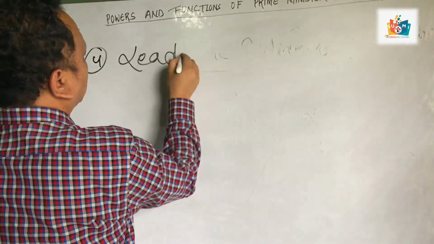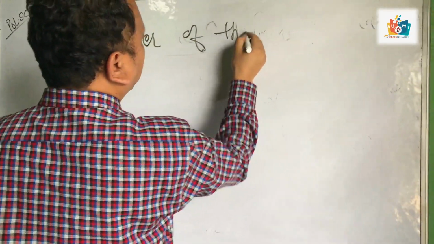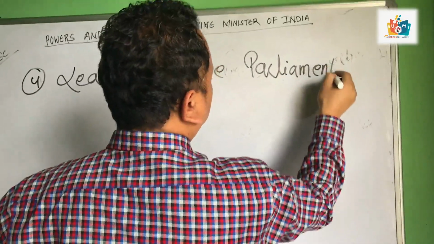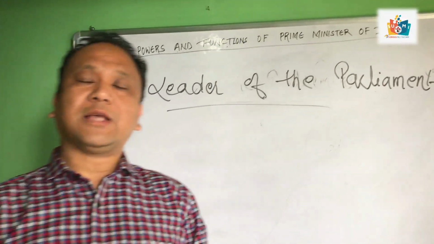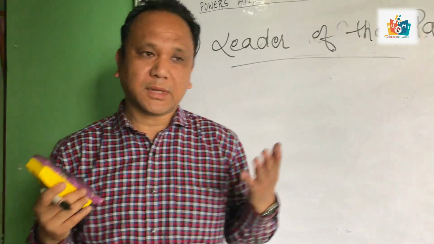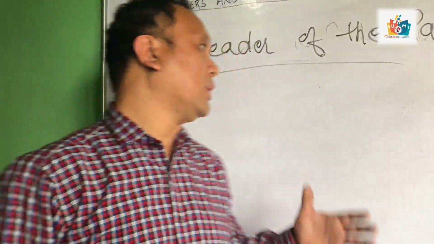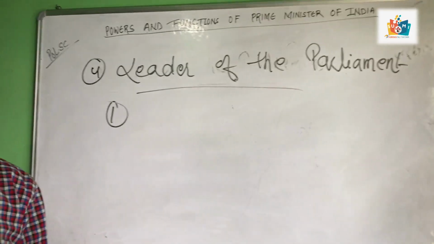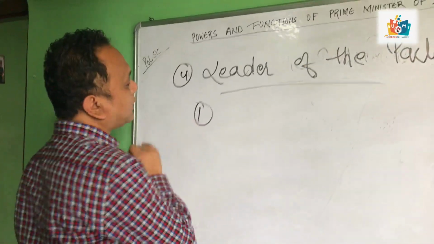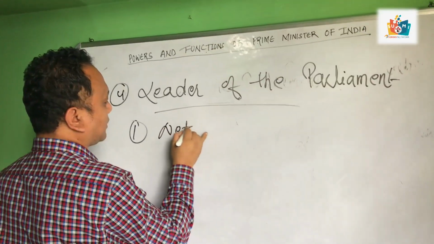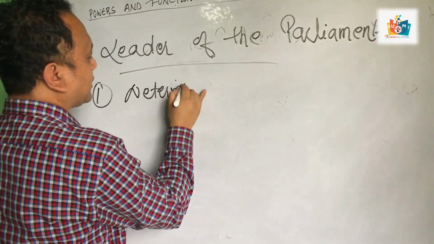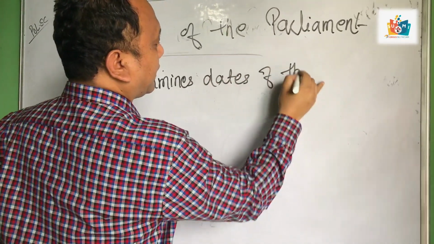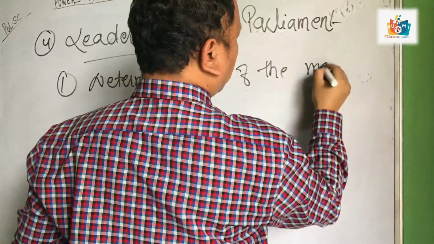Okay, now the number 4, leader of the parliament. So as we know that Prime Minister is the head of the government. So as a chairperson or the chairman of the cabinet, he determines dates of the meeting. Okay.